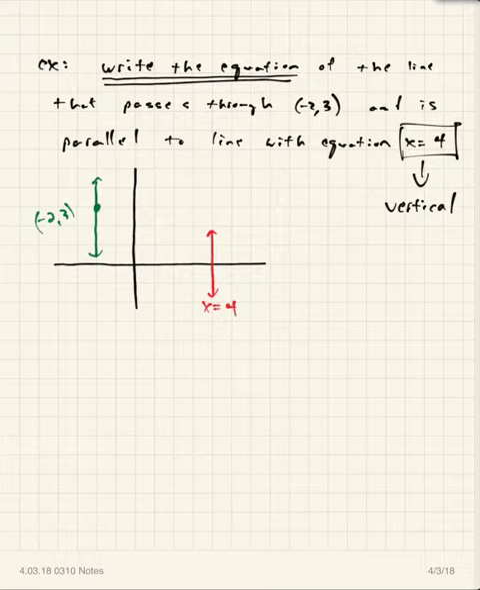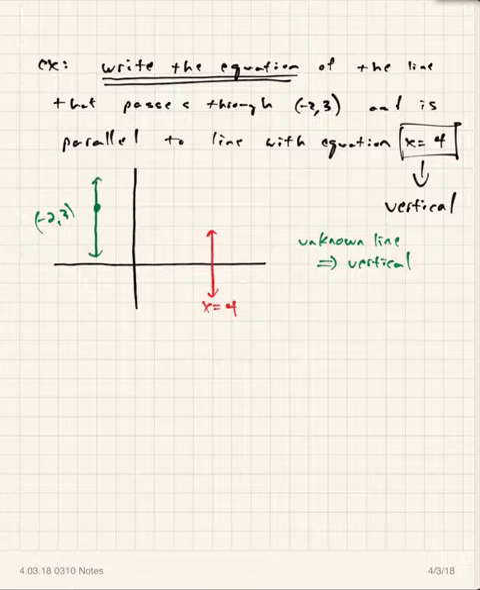So what do I know? I know that the line I'm looking for has got to be vertical. Sometimes I'll refer to this as the unknown line because it's the line I'm trying to write the equation for. And the unknown line I know has to be vertical. How do I know it has to be vertical? Because it's parallel to another vertical line. So that means its equation has to be x equals a constant, because all vertical lines have equations x equals a constant.